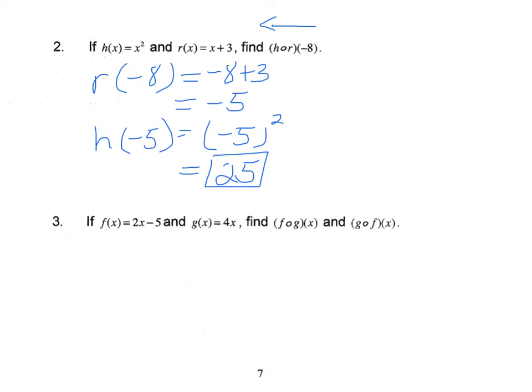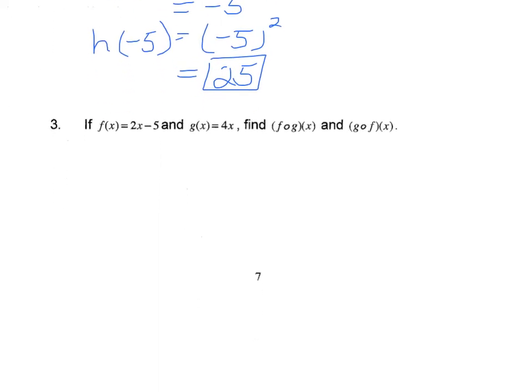Okay, let's look on at number 3. If f of x is 2x minus 5 and g of x is 4x, find f of g of x and then g of f of x. Okay, let's do one at a time, nice and slowly, so that we make sure we don't make a mistake. All right, the first one we're going to find is f of g of x. All right, now you're going to say, well, wait a minute, there's no number there. No, there is no number there.